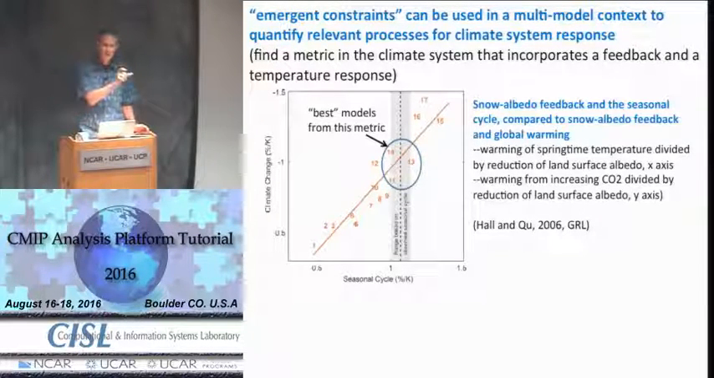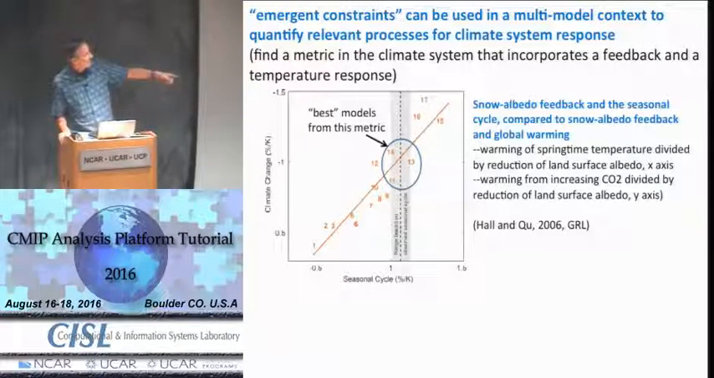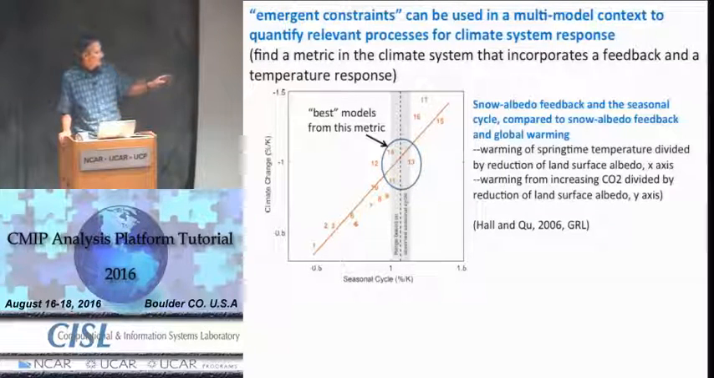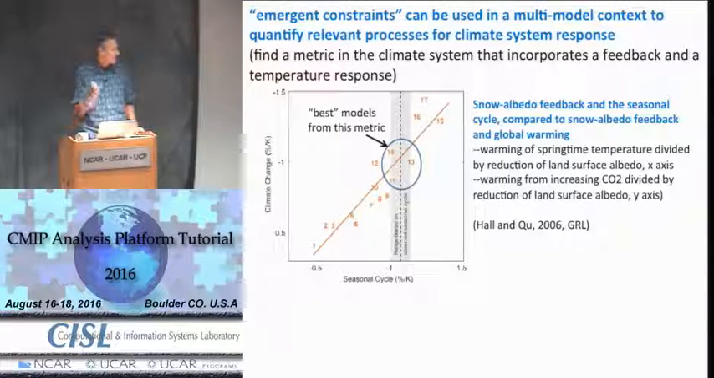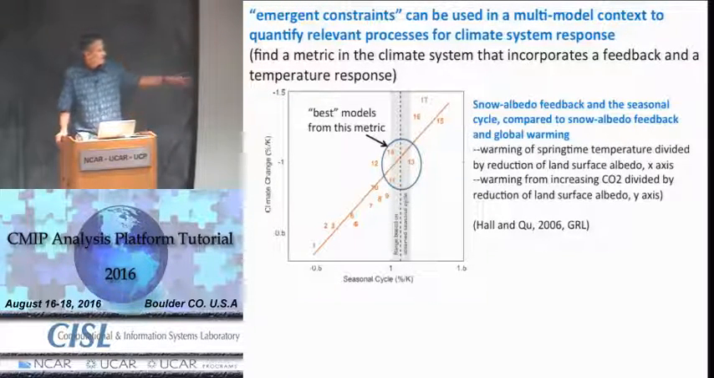And then you can actually calculate in the models, from a future climate change simulation from increasing CO2, a temperature change and the corresponding change in surface albedo. And that's plotted on the y-axis there. And the x-axis is this so-called seasonal cycle, which is the albedo change in spring divided by the temperature change in spring, per degree K. And you get this interesting relationship between the models that is almost linear.